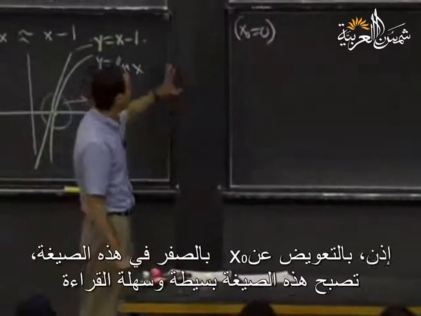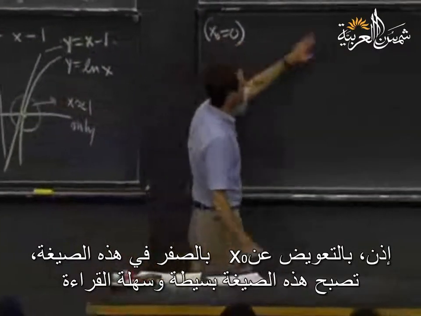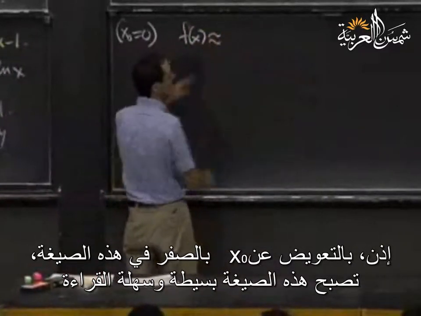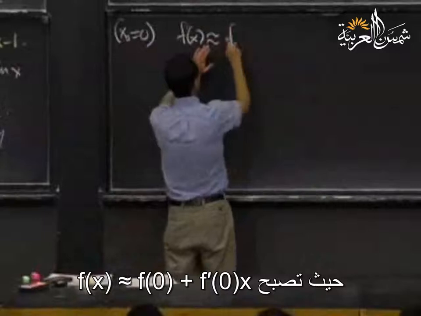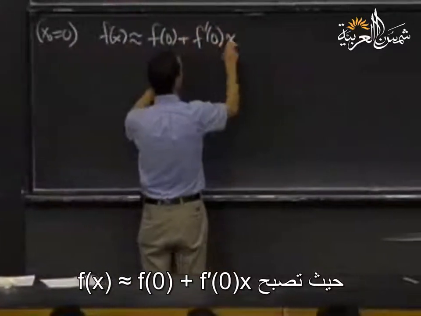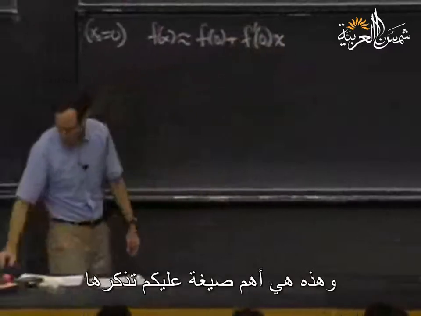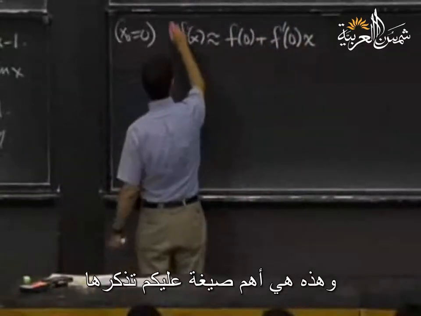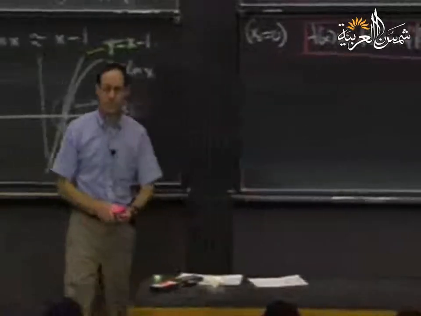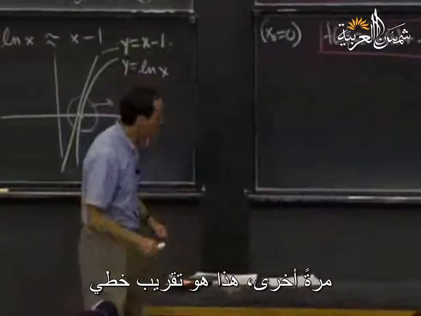And if I put x0 equals 0, then this formula becomes a little bit simpler to read. It becomes f of x is approximately f of 0 plus f prime of 0 times x. All right? So this is probably the form that you'll want to remember most. That's, again, just a linear approximation.